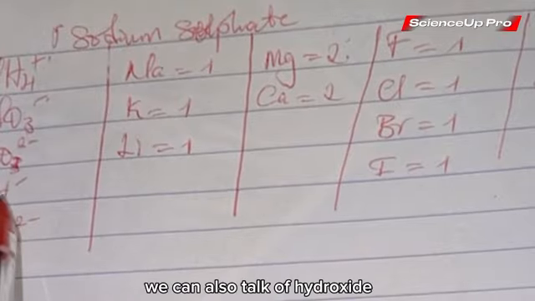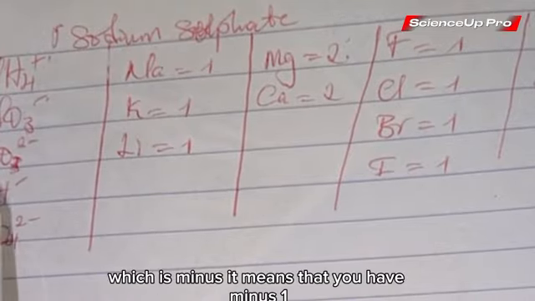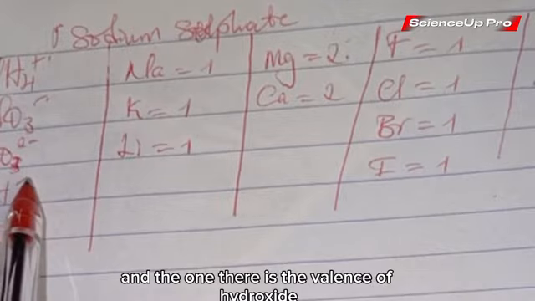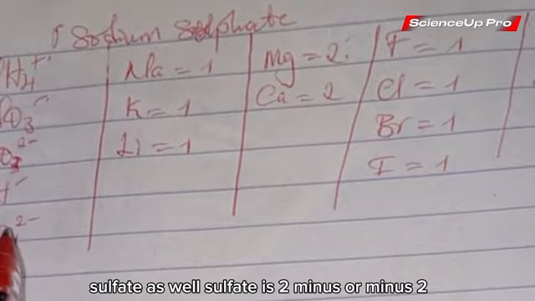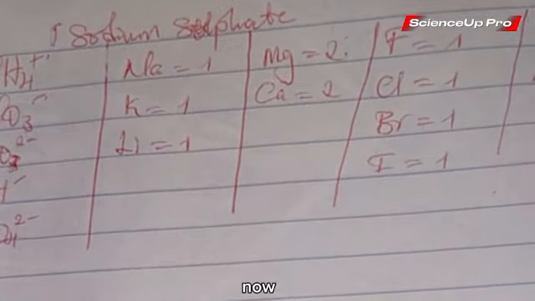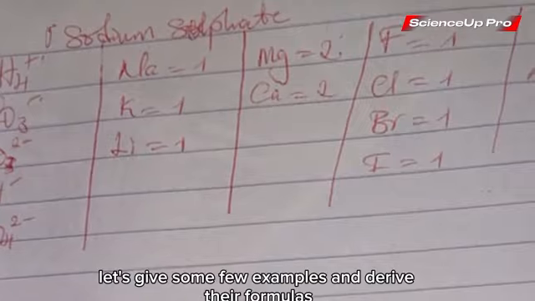You can also talk of hydroxide, which is minus. It means that you have minus 1, and the 1 there is the valency of hydroxide. Sulphate as well. Sulphate is 2 minus or minus 2. Now let's give some few examples and derive their formulas.